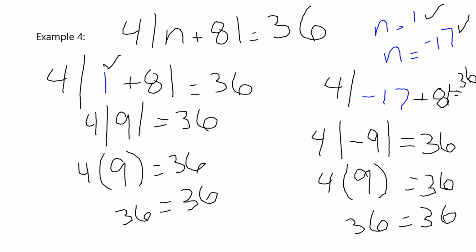So the answer to the problem 4 times the absolute value of n plus 8 equals 36 is n is 1 and negative 17.